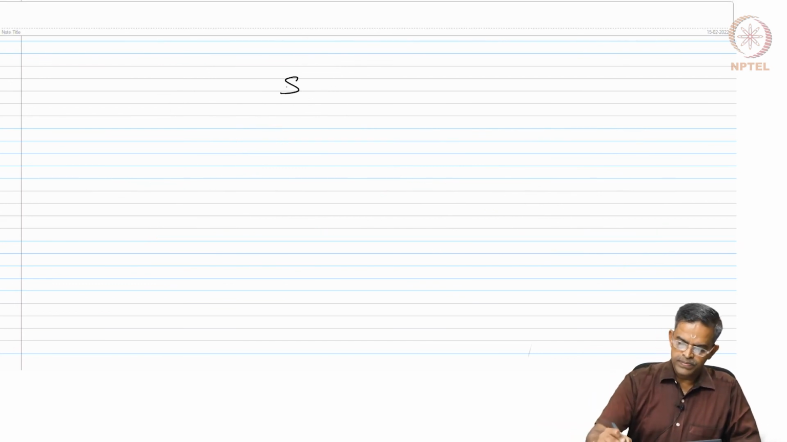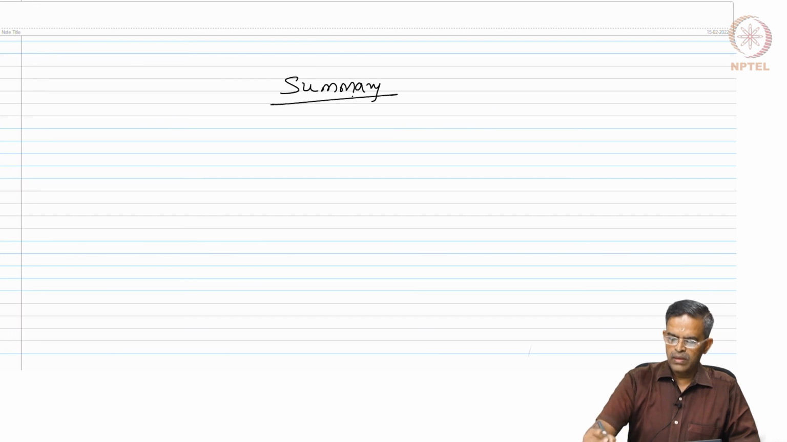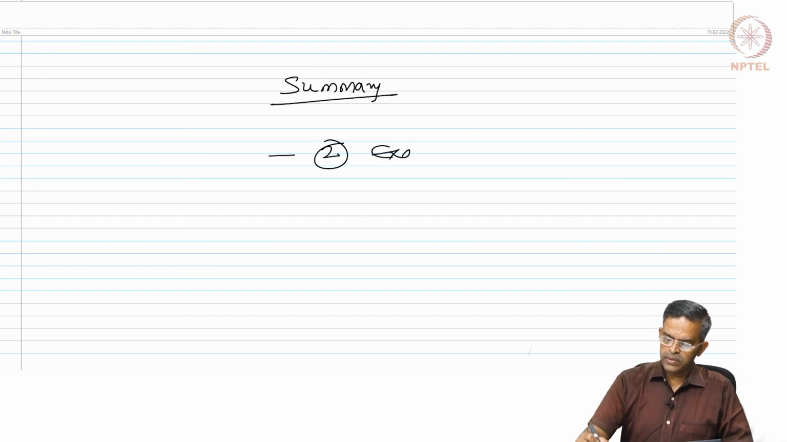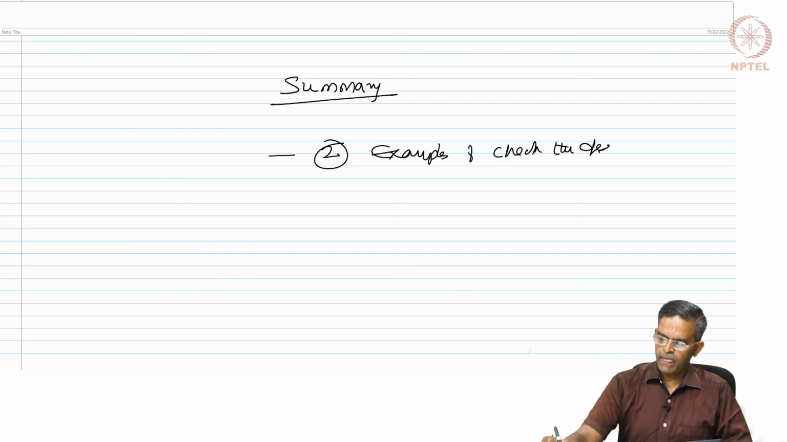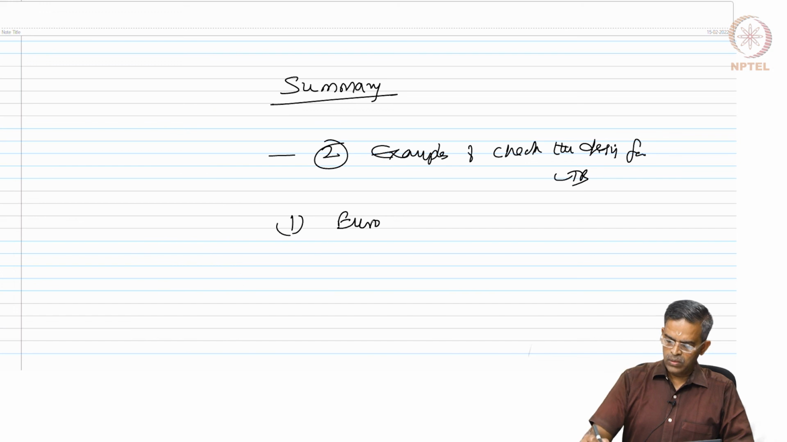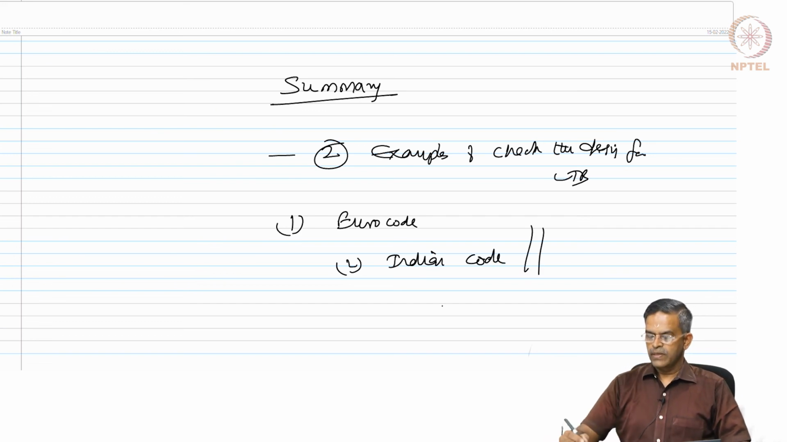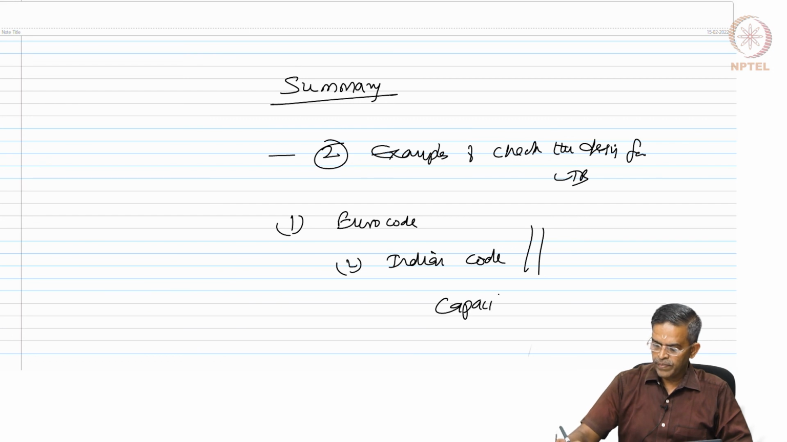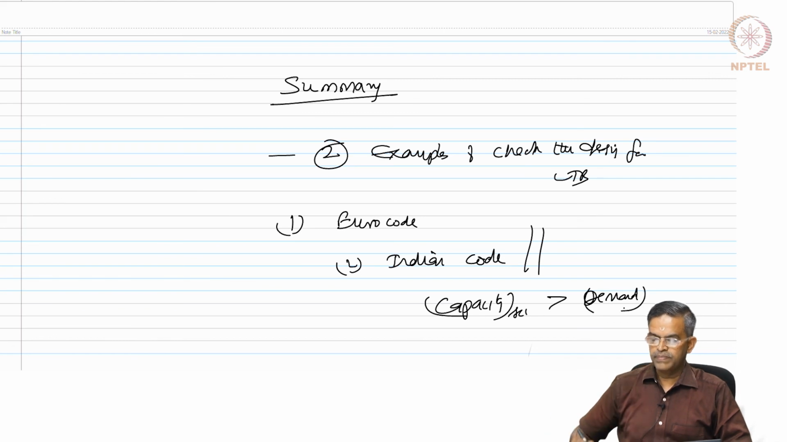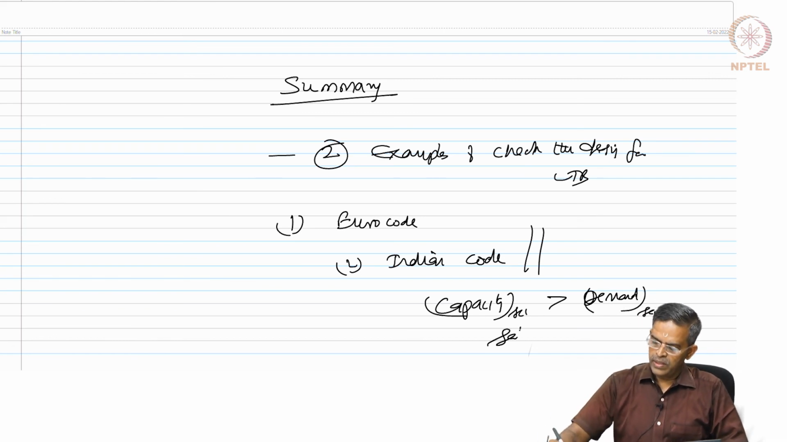Okay. So, friends, in this lecture we learned two examples of checking the design for lateral torsional buckling. One we did with Eurocode, second one we did with Indian code. In both the cases, since the capacity of the section is larger than the demand of the section, we declare they are safe against LTB.